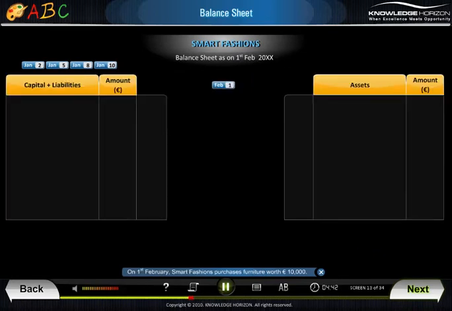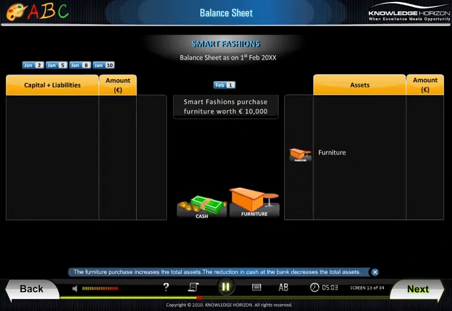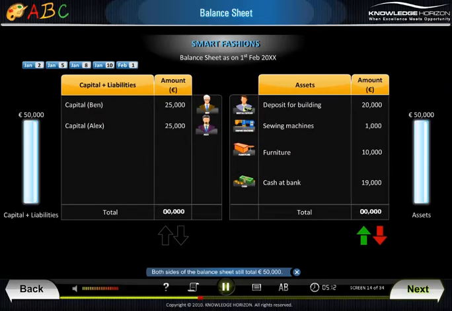On 1st February, Smart Fashions purchases furniture worth €10,000. Click on either Try It Out or Auto-Solve to proceed. The furniture purchase increases the total assets. The reduction in cash at the bank decreases the total assets. Both sides of the balance sheet still total €50,000.